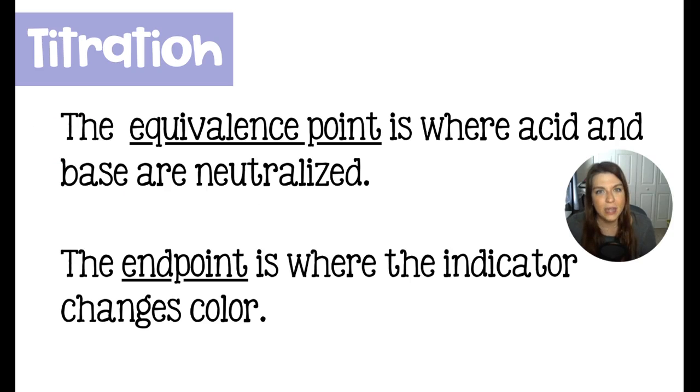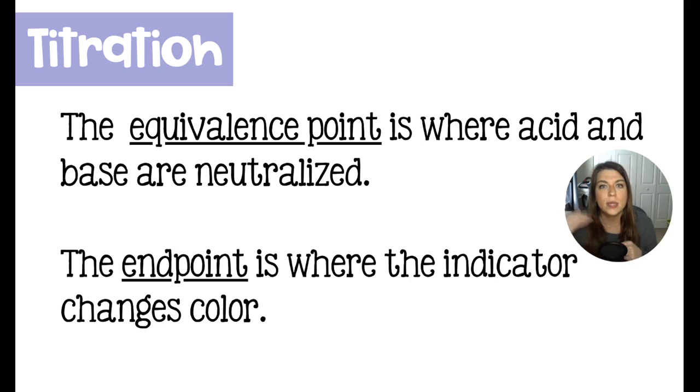There is some specific language to a titration, and unfortunately they sound kind of similar. So the equivalence point is where the acid and the base are neutralized. For, let's say, HCl and NaOH, they're each offering one acid ion and one base ion. The equivalence point should be 7. That's where the acid and base are going to be neutralized.